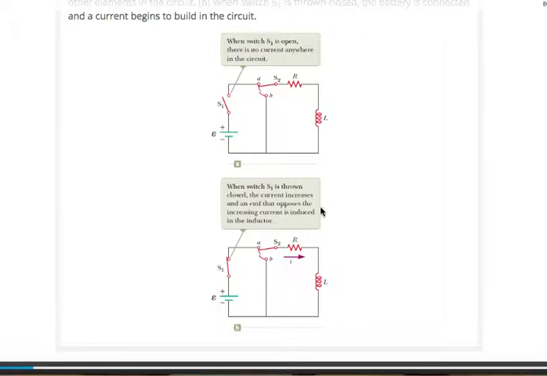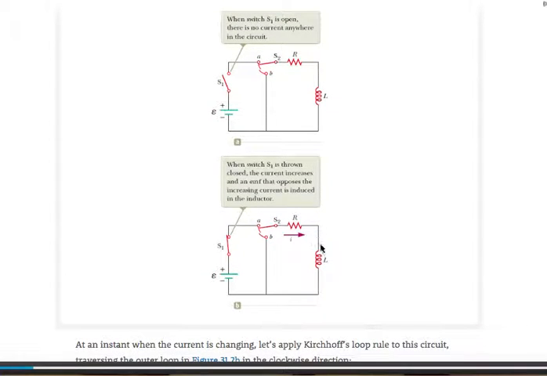So as the current increases, this inductor is going to create a back EMF. When the switch is thrown closed, the current increases, and an EMF that opposes the increasing current is induced in the inductor. So you create an oppositional EMF. This acts like kind of a battery, but only as the current is changing. Once you get to a steady state current, the inductor is basically a straight wire, because the inductor only responds to a changing magnetic field, which is caused by a changing current. That change is the important part. Any current is fine. Once you get to steady state, this acts like a straight wire.